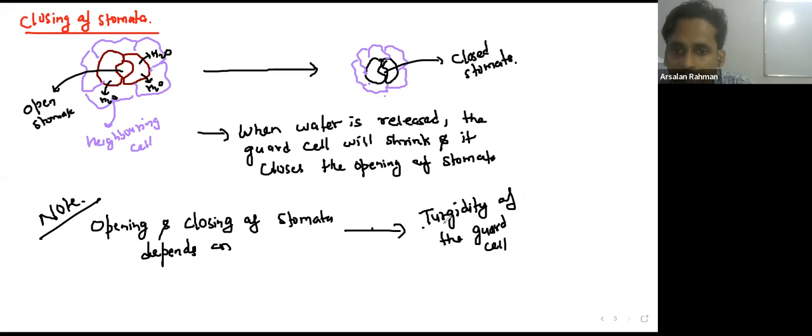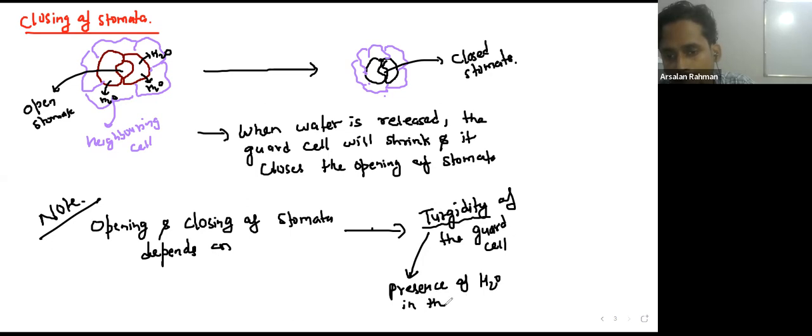What is turgidity? Turgidity means presence of water in the cell. If there is a lot of water inside, the guard cell will swell and become open. If there is less water in the guard cell, it will shrink and close the stomata. Now you know the opening and closing of stomata. If someone asks you, you will be able to answer this question.